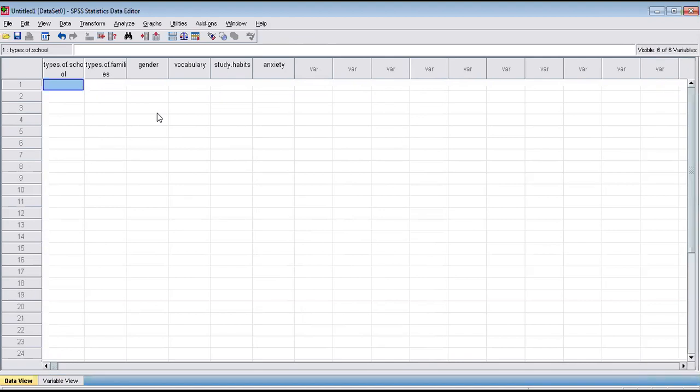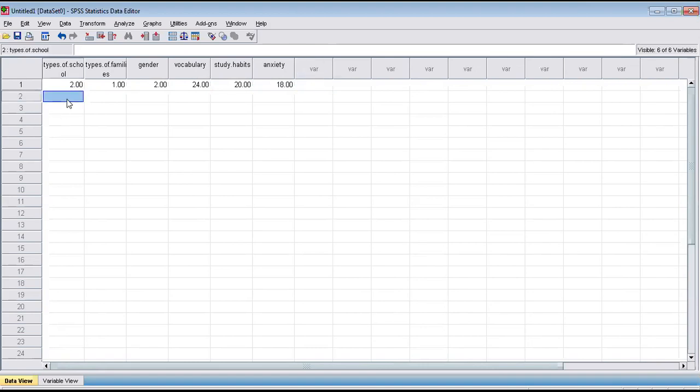Now you have to enter the data. The first person's data you can enter, in which school he is studying. Say he is studying in the private school, so 2. Which type of family? He is a joint family, 1. Which gender? Is a female, 2. And now you have to enter the vocabulary. Suppose the vocabulary is say 24, study habit is say 20, anxiety is say 18. So if you want, then go to the second.